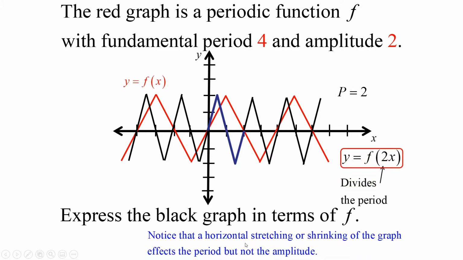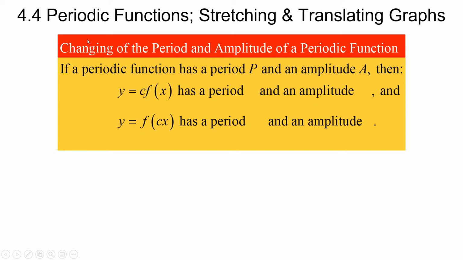Notice that a horizontal stretching or shrinking of the graph affects the period, okay, but not the amplitude. The amplitude of this piecewise linear function in black is still 2 units. All right, so changing the period and amplitude of a periodic function, highlight this and understand it. This pays off big when we get into trigonometry.